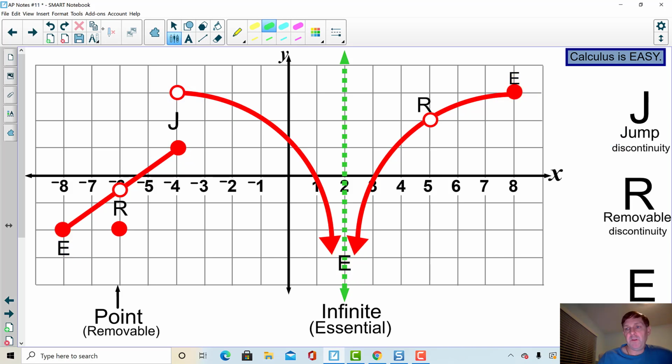The most common one is the removable. The removable is where you just have a hole. You could have a hole with a point, or you could have a hole with no point. They're both considered removable discontinuities. And according to the AP test, everything else is considered non-removable. So a jump is considered non-removable, and so is essential. So it's a little bit easier when you're taking the AP test.